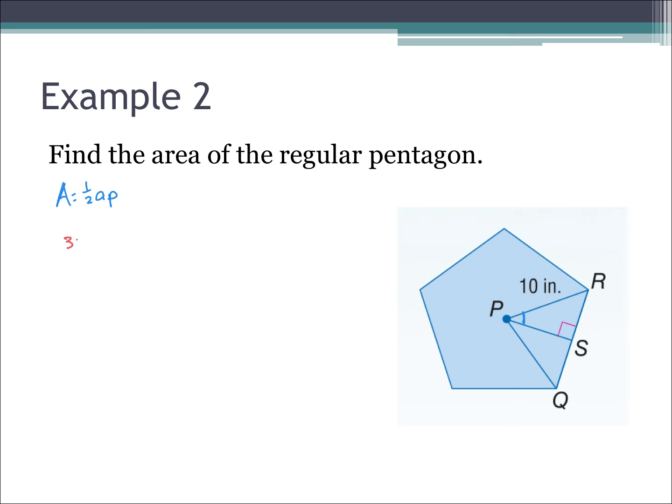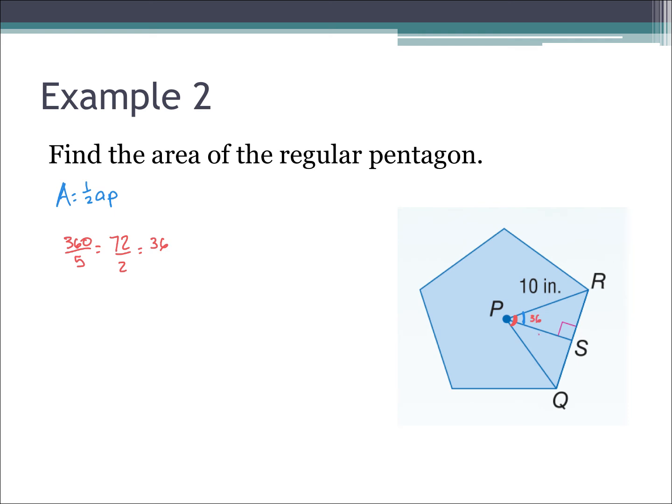So you're going to take 360, and you're going to divide by the number of sides, in this case 5, which gives you 72 as my big central angle. But I don't care about the big central angle. I need half of it. So I'm going to divide that in 2 again and get 36.